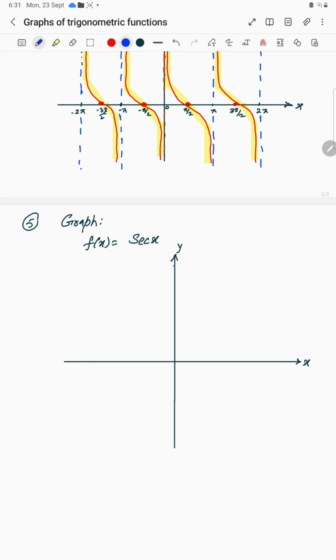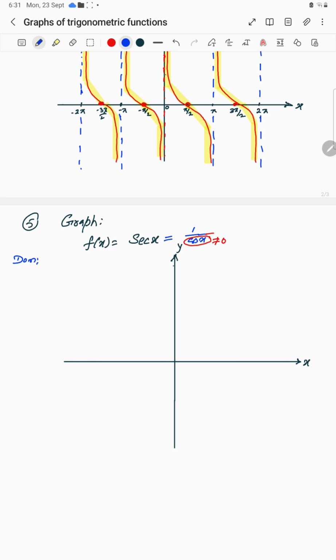Okay guys, this time we are going to plot the fifth trigonometric function, that is y or f of x is equal to secant x, and we know secant x is equal to 1 over cos of x. So cos x shouldn't be equal to 0 because it comes in the denominator, and as in the same case of tangent x, the domain is the same.